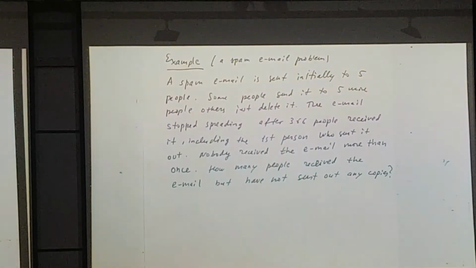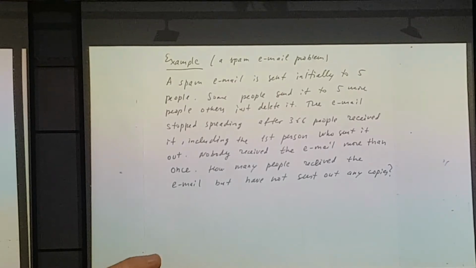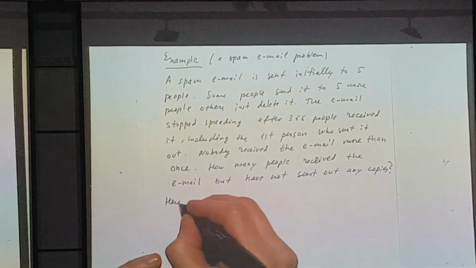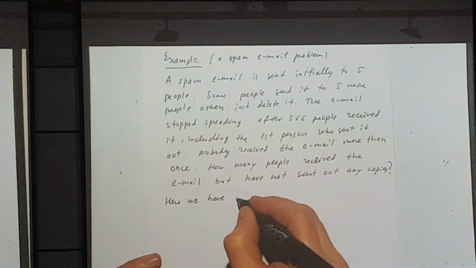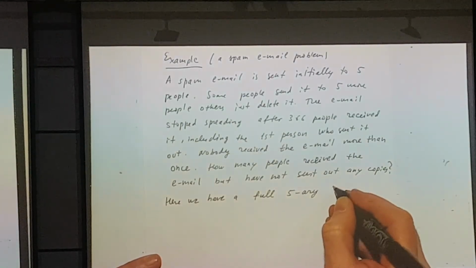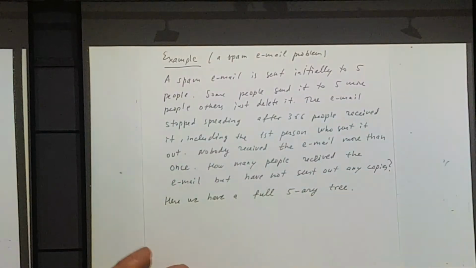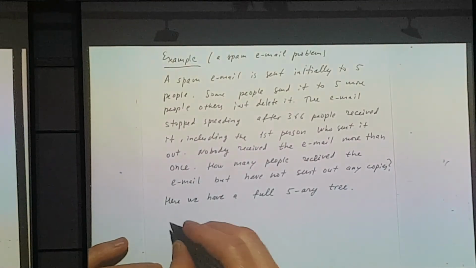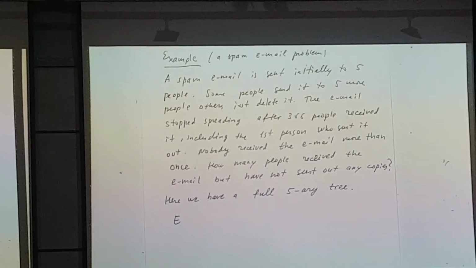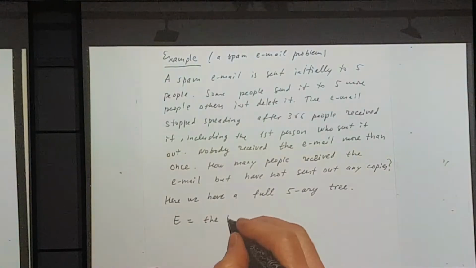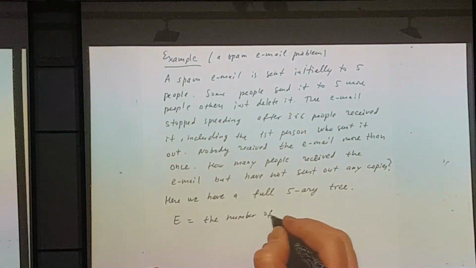And I talked you through the setup in which we recognize that we have a full five-ary tree. Let's write this down. Here we have a full five-ary tree. And let's introduce numbers of various quantities. E, the number of edges, is the same as the number of emails. So let E equal the number of emails.